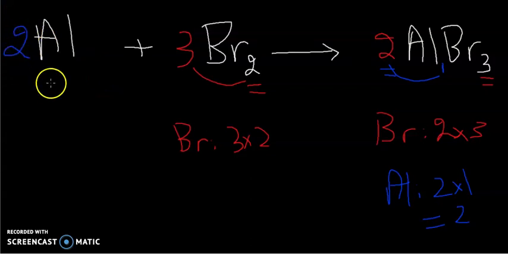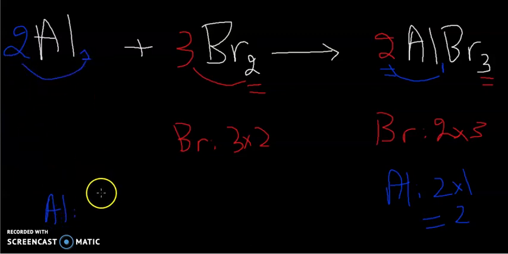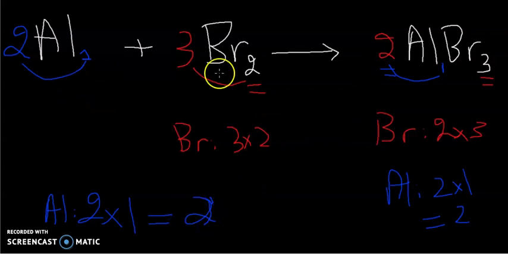You can change only the coefficient. So now Al, this is 2 multiplied by 1. It will give you 2. Are they equal on both sides? Yes. 2 times 1 is 2. 2 times 1 is 2. Now for Br, 3 times 2, 6. 2 times 3, 6. So the equation is balanced.